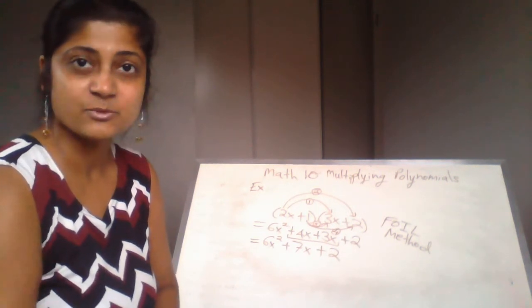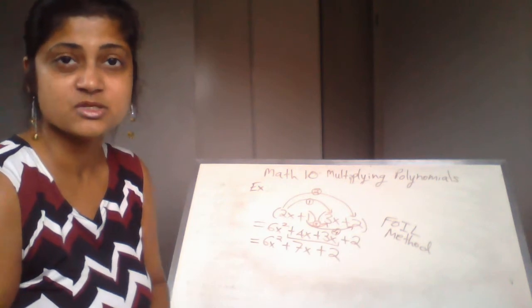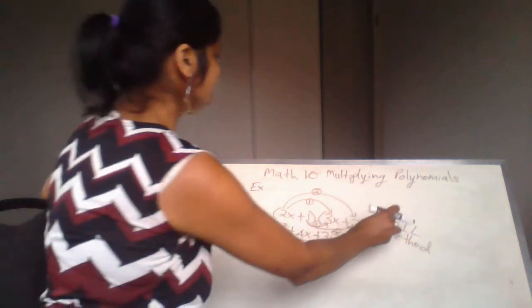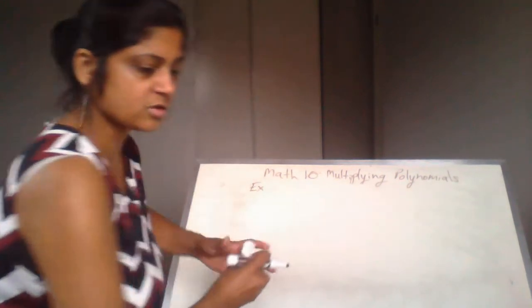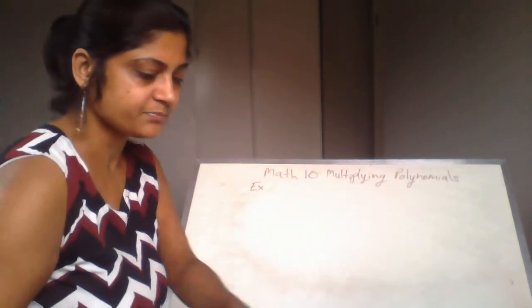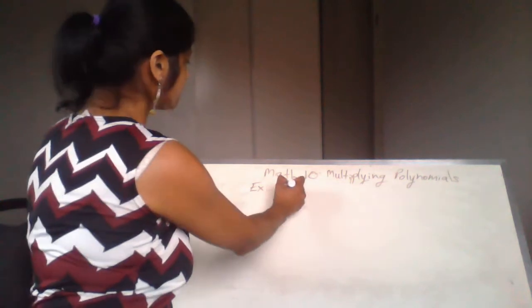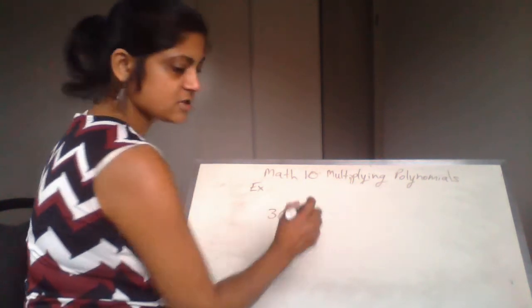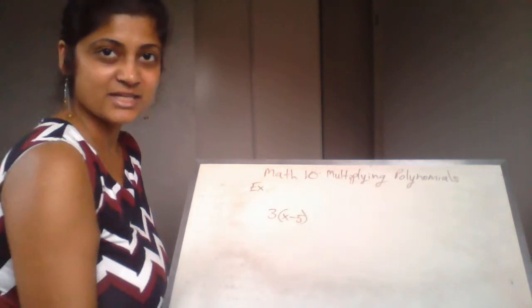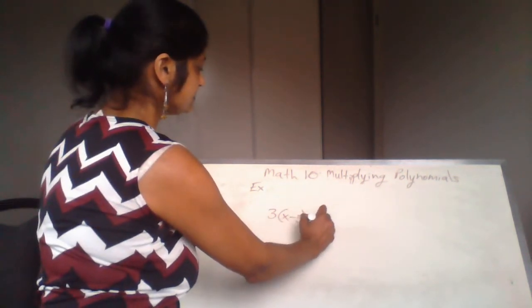This time I'm going to put a number in front just to make it a little bit harder. So let's take this off. Let's try something simple here. So let's write it down here. So 3. So say it's 3x minus 5, and then x plus 6.